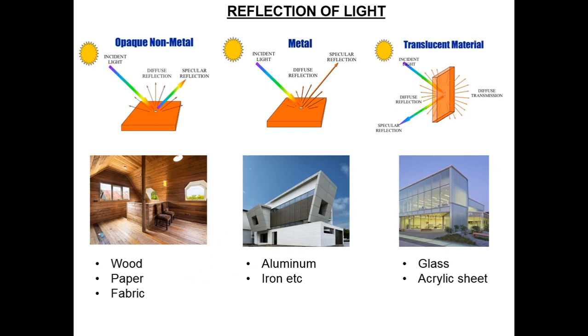If you see, wood is an opaque non-metal which can give you a little bit of diffuse reflection and a little bit of specular reflection. Wood, paper and fabric also have a lot of absorption because of their properties. Whereas metal is glossy, maybe aluminium or iron, so these glossy items will actually reflect light, which will not even allow the heat to come inside. So that is also very important.